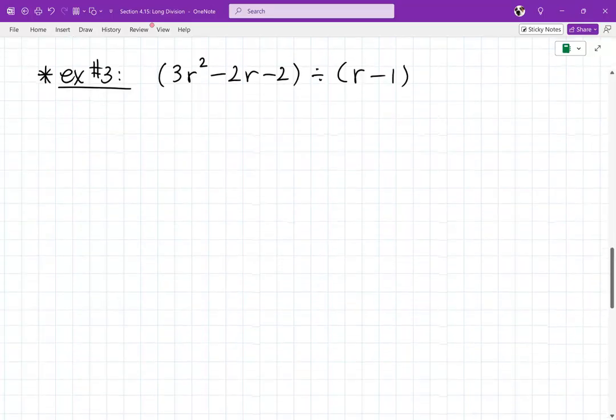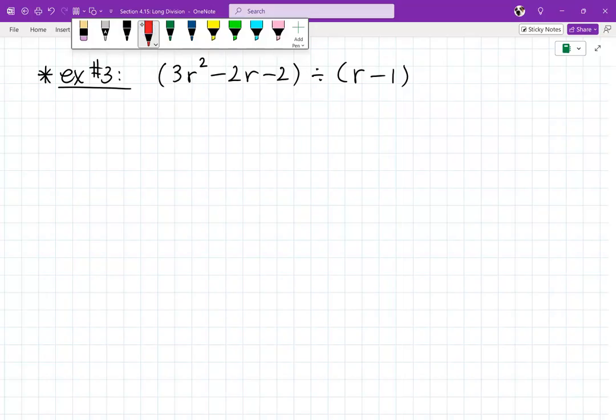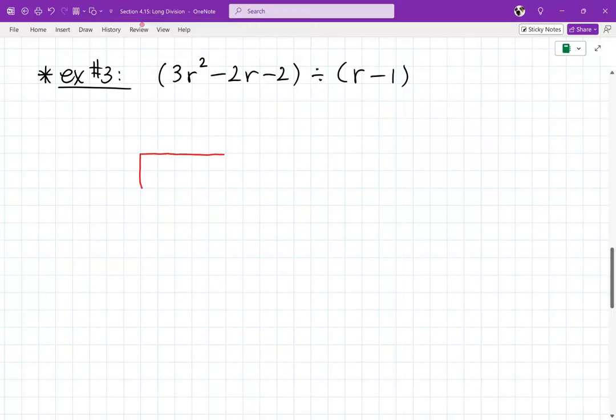So, notice this one does not have just one term that we're dividing by. We're dividing by 2 terms, r minus 1. So for this one, we're going to have to use long division, okay? So this is the way it's going to look. 3r squared minus 2r minus 2. And then on the outside, r minus 1.